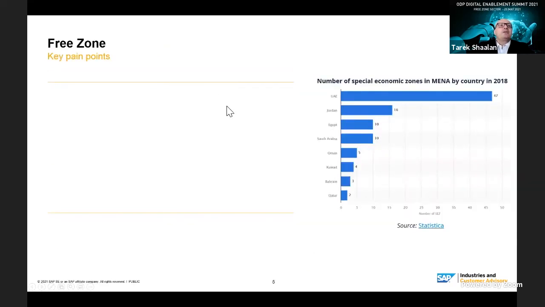If we speak about the key pain points for free zones, first of all, how to differentiate from or compete with other free trade zones. As I just mentioned on the previous slide, from Statista, you have about 97 existing ones as of 2018, and they are increasing, and there are lots of other projects coming in the region as well.